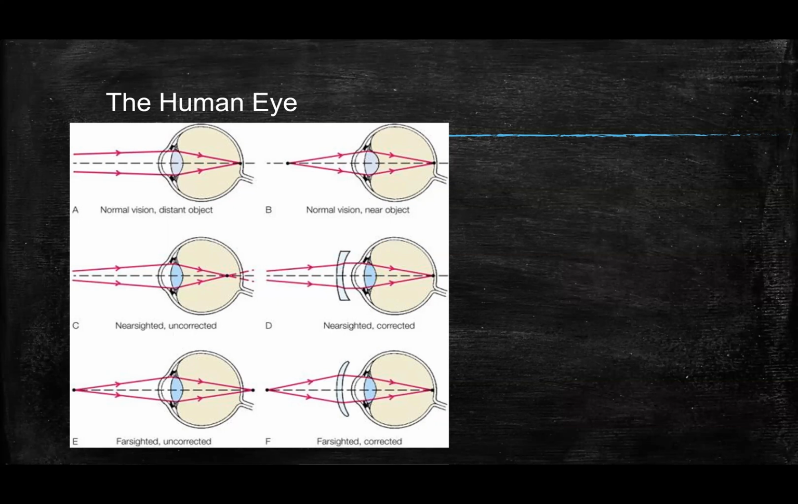So for nearsightedness, we can see things very well when it's close up, but not very easily when it's far away. And farsightedness is when we can see things when they are far away, but not very well when they are close up.